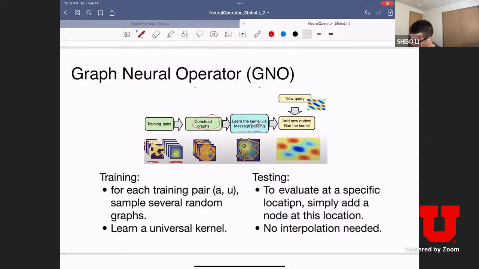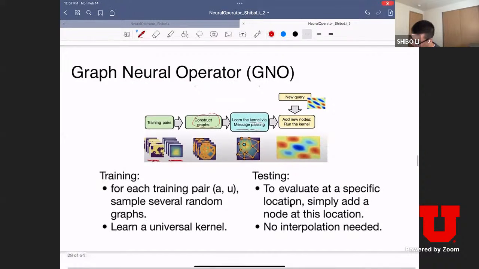And what if you have a new node? Well, that's why they claim that they can do super resolution. This is your training graph, and if you want to do super resolution, I think they can construct new nodes, then you will have the node embeddings and the new edge embeddings, and then you can predict this one also by message passing. That's how they do super resolution using the GNO.